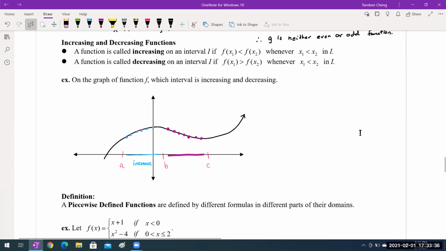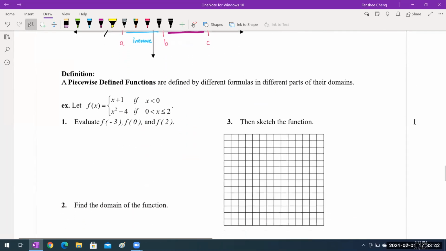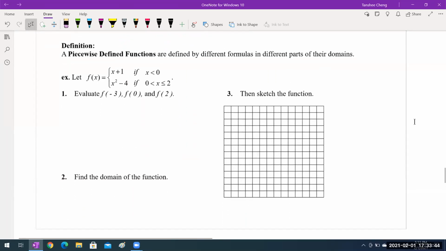And the last graphical part that we want to look at is piecewise defined functions. We learned how to graph them, and now we want to review. A piecewise defined function is basically a function with multiple formulas, and each formula is restricted to a certain part of the domain.